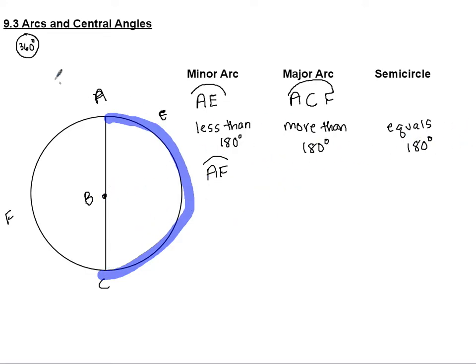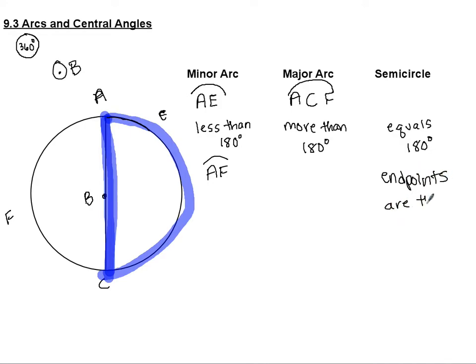The way that I know it's half, well, first of all, I'd have to know that B is the center. So let's say I gave you that. This is the circle, so it's cut exactly in half. That segment that I just highlighted is the diameter. So in order for an arc to be a semicircle, the endpoints have to be on the diameter.